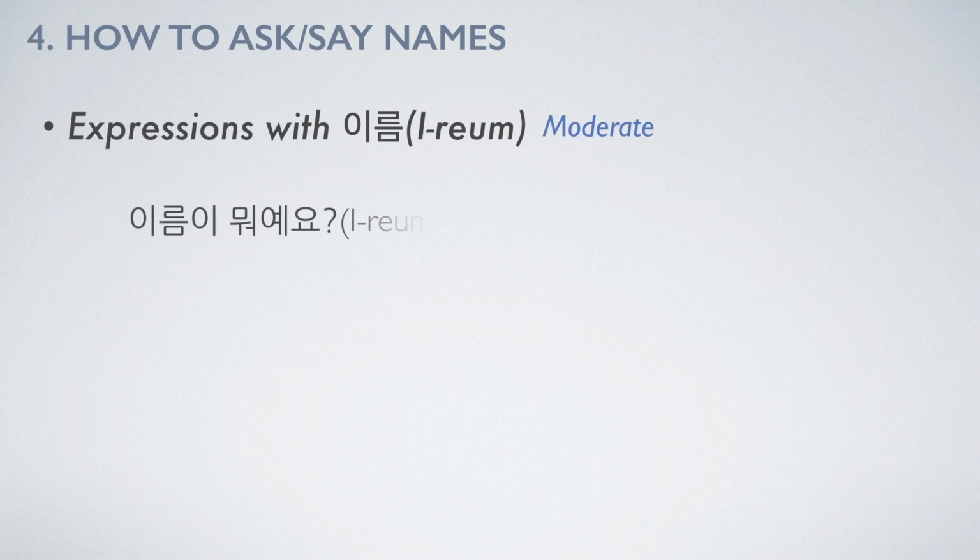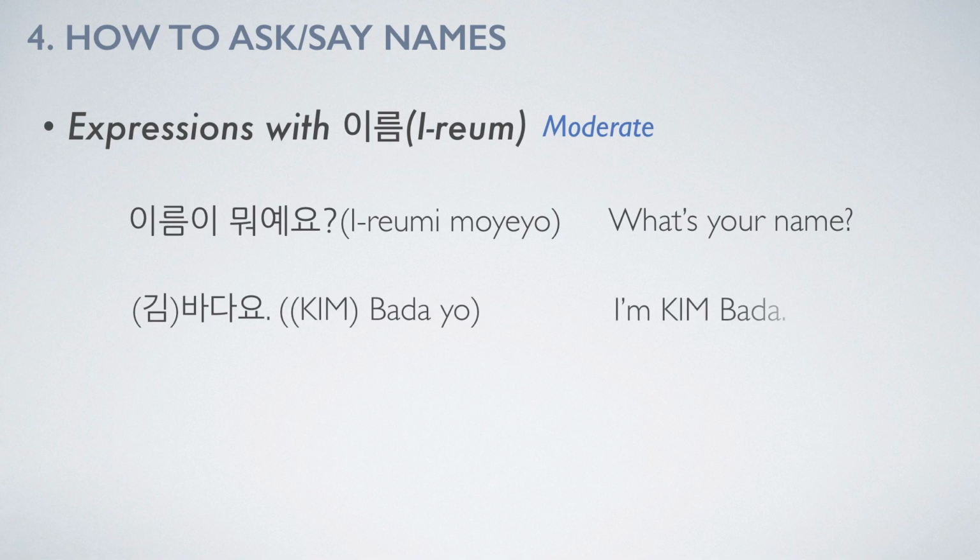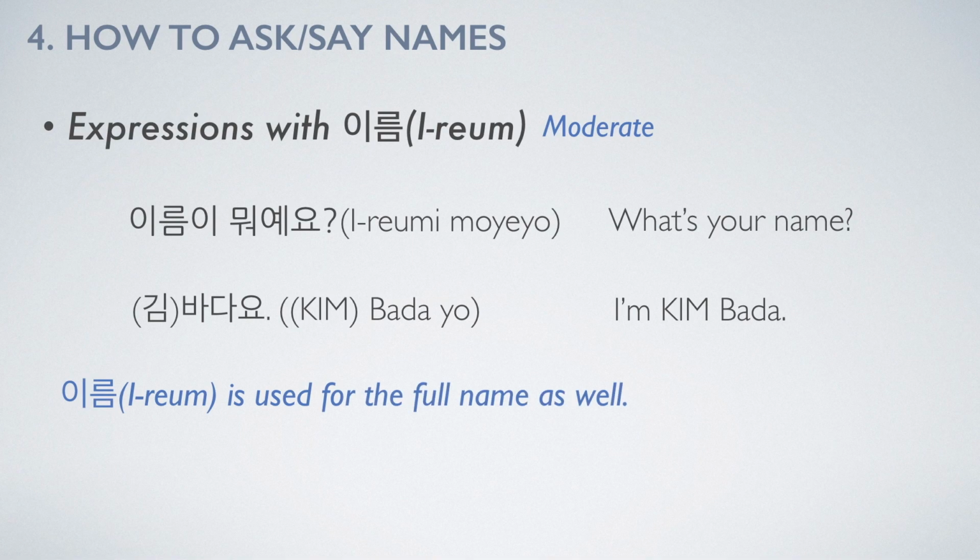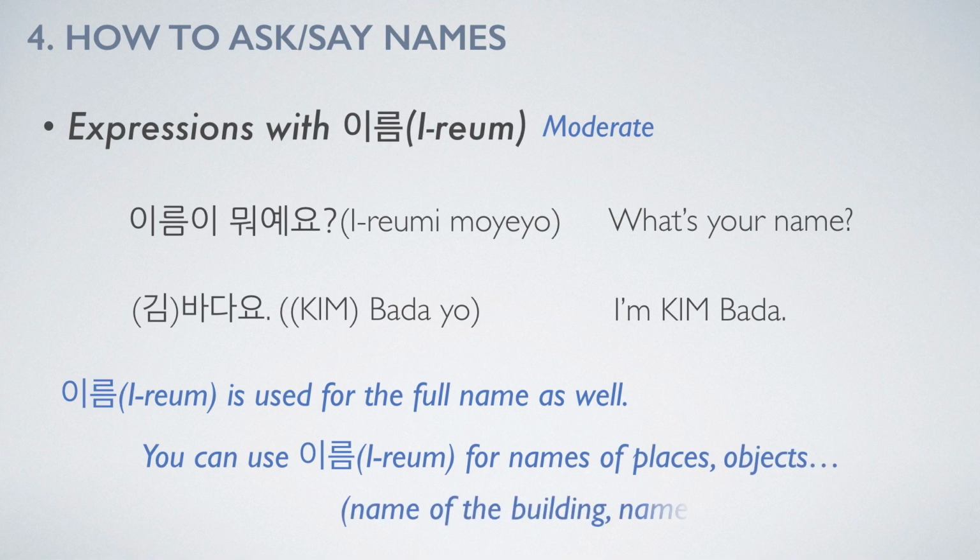이름이 뭐예요? 바다요. 김바다요. 이름 means first name, but it also can be used for the full name as well. So 바다 can answer in 2 ways, 바다요 or 김바다요. And the word 이름 can be used for other things like names of places, names of objects, etc.